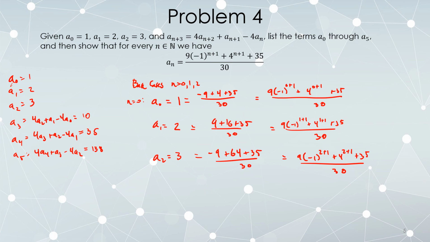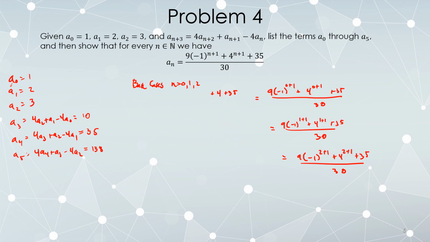Okay, anyway, I'm going to erase all of this work here just to get some space back, but we have indeed verified our base cases. So for n equals 0, 1, and 2, everything checks out. Now what we need to do is move on to the inductive portion.